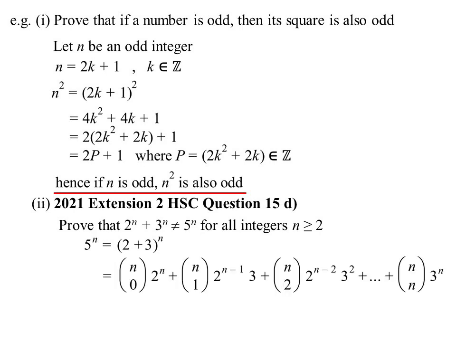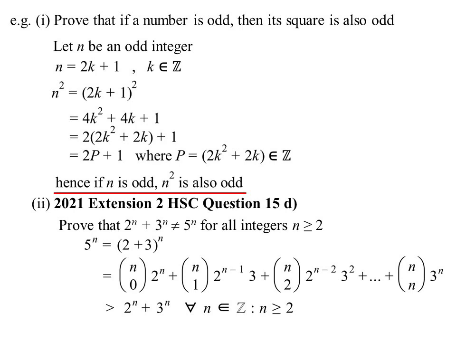And I'm going to rewrite that as nC0 2 to the power of n plus nC1. Powers of 2 will go down by 1, powers of 3 go up by 1, and we would keep going until we get to the very last term, which would be nCn 3 to the power of n. Well, that's got to be bigger than 2 to the power of n plus 3 to the power of n, because you've got all those middle terms.